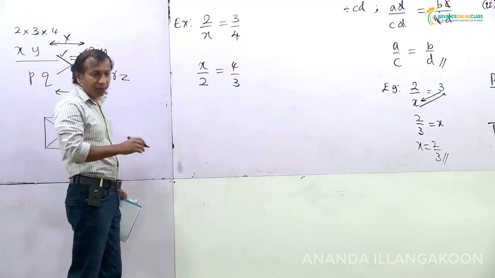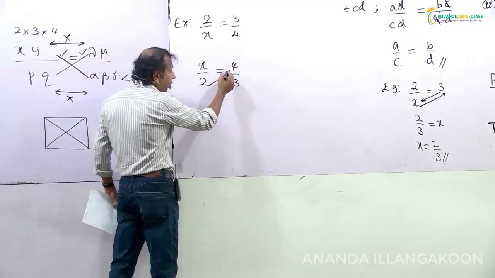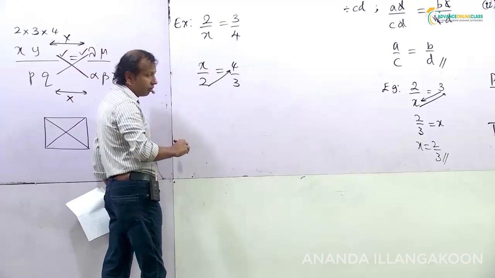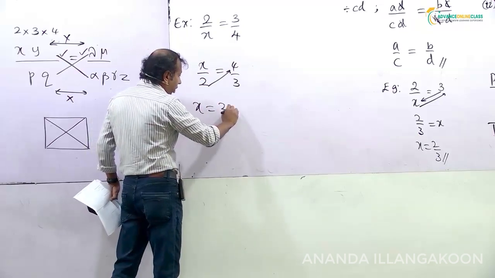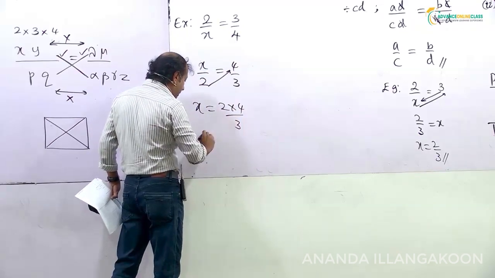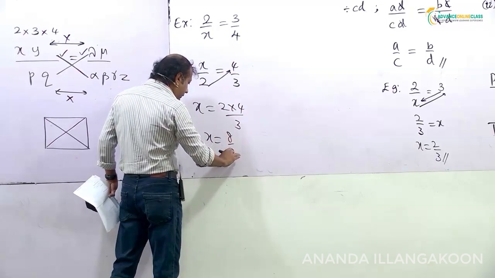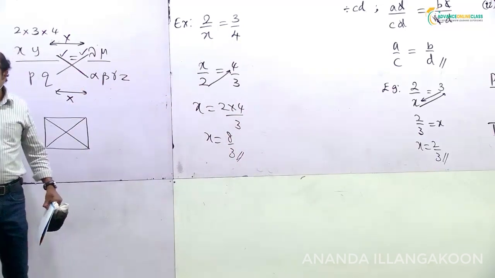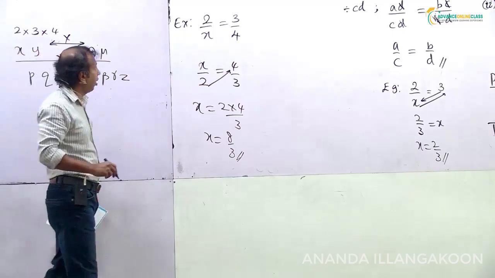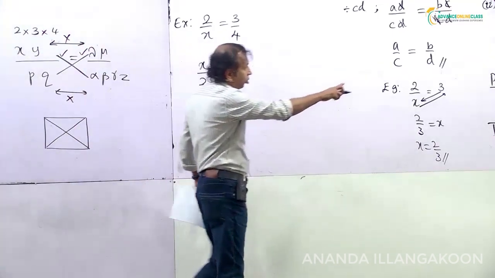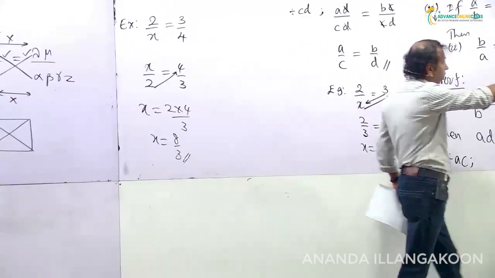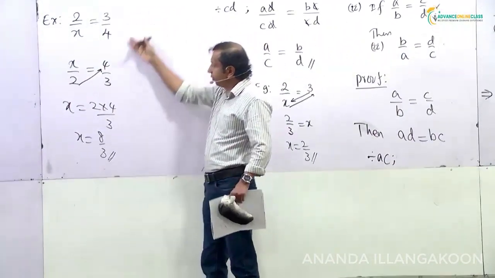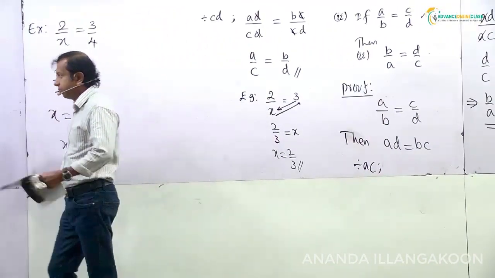Now we can bring this 2 along the diagonal. X equals 2 into 4 divided by 3. What is that? 8 over 3. Correct? Take the example next. This is the example. Prove this second one and obtain this result. Now, using this, you can get this answer.